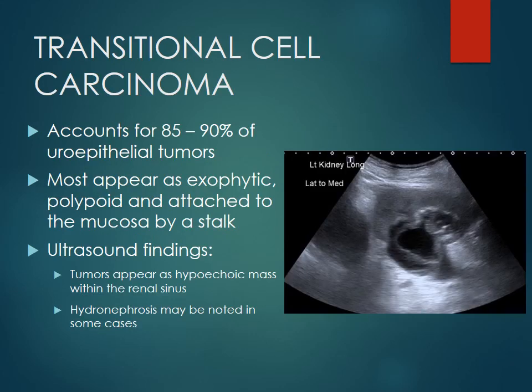Next would be the transitional cell carcinoma. It would account for 85 to 90% of uroepithelial tumors, and this transitional cell carcinoma would usually appear as an exophytic polypoid mass and is attached to the mucosa by a stalk. On ultrasound, the tumor may appear as a hypoechoic mass within the renal sinus as shown in the image on the right side, and hydronephrosis may even be noted in some cases.